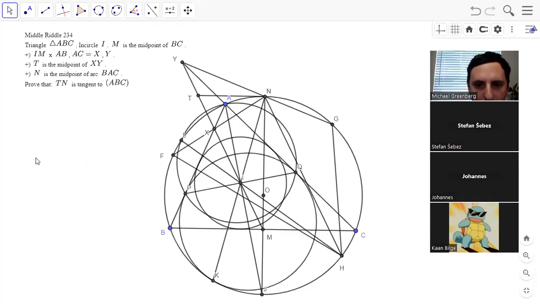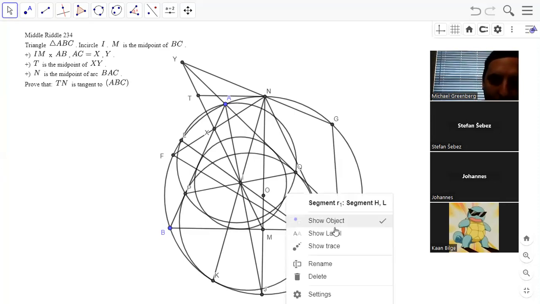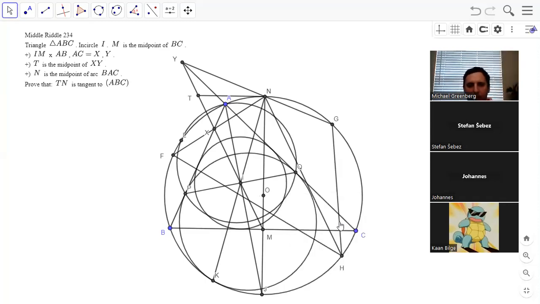Okay, so A, P, Q, and L are cyclic, when L is the point making L, B, K, C harmonic. So we could just try to show L, I, H are collinear. Okay, so then we want to show L, I and H are collinear, where IM is parallel to NH. That's how we defined it.